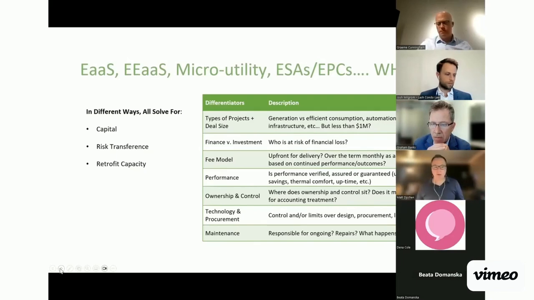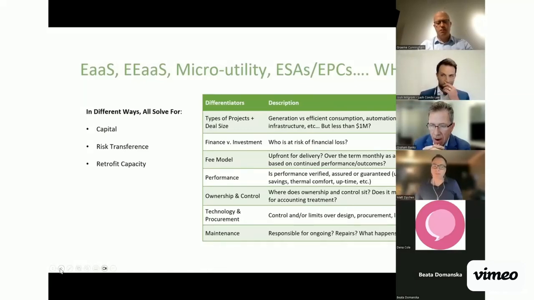So look at the different deal sizes and project types. Third-party solutions like energy as a service, it's pretty rare you're going to have that solution for a $100,000 retrofit. Usually there are more transaction costs, more complexity, so you usually do need a larger minimum size of project, for example. Is it generation or efficiency?